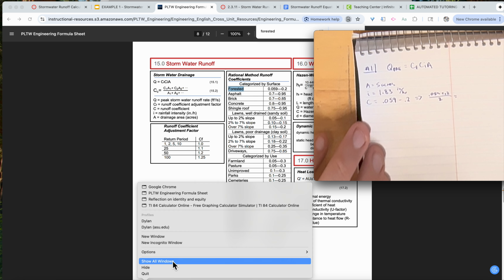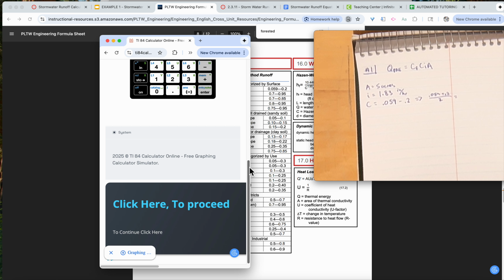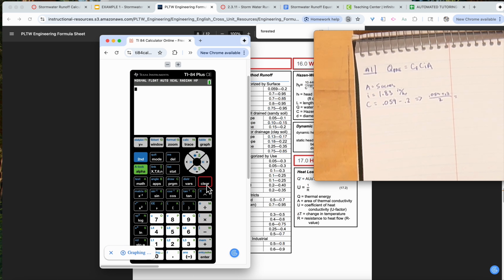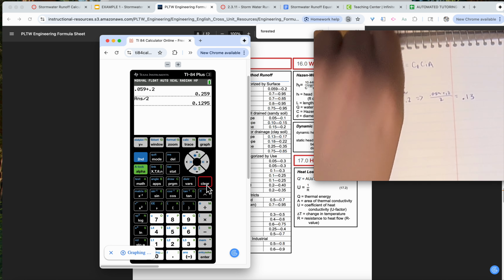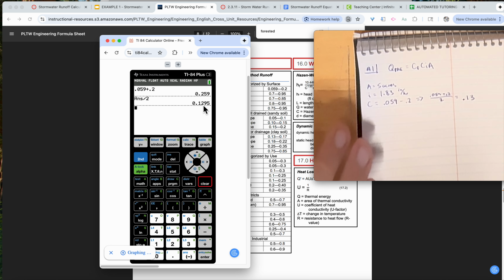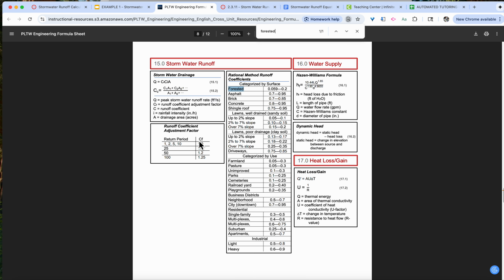We're going to bring up the handy dandy TI-84. Let's click clear. So 0.059 plus 0.2. Press enter, divide that answer by 2. We end up with 0.13. We're going to round that to the nearest hundredth, so 0.13. Finally, we've got to find Cf. We can see Cf based off of the magnitude of the storm. We said it's a 100-year storm, so Cf, the runoff coefficient adjustment factor, is 1.25.